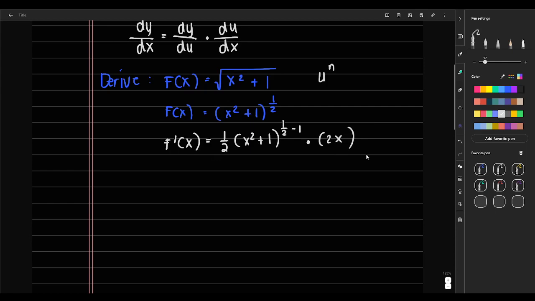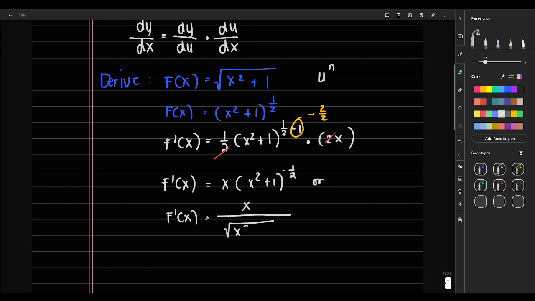Simplifying, we could cancel out the 2 here. So that gives us f prime of x, that is x times x squared plus 1 raised to 1 half minus 1. Let's say this is negative 2 over 2, and that gives us negative 1 half, or f prime of x is equivalent to x all over the square root of x squared plus 1.